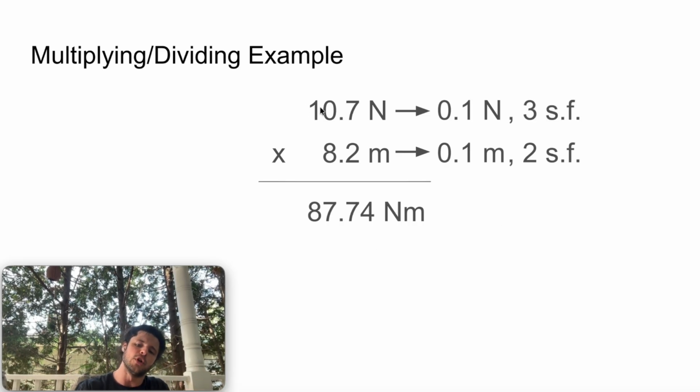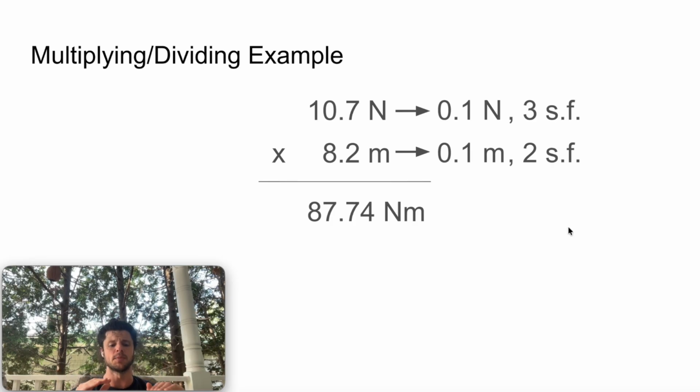If we look at 10.7 newtons, we had three significant figures, whereas 8.2 meters had two significant figures. But the number we get, and this shouldn't be super surprising, since it's very similar to when we were adding and subtracting, has more significant figures than we started with. We have four significant figures there. So obviously, we need to reduce the precision, the number of sig figs, in our answer, because it doesn't match up with either of our beginning measurements before we did our multiplication.